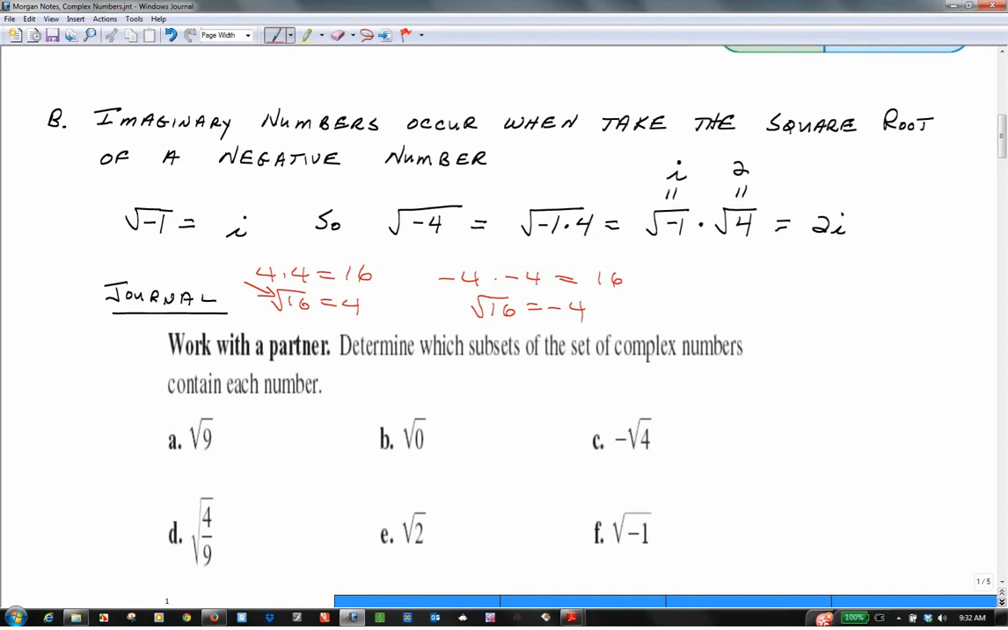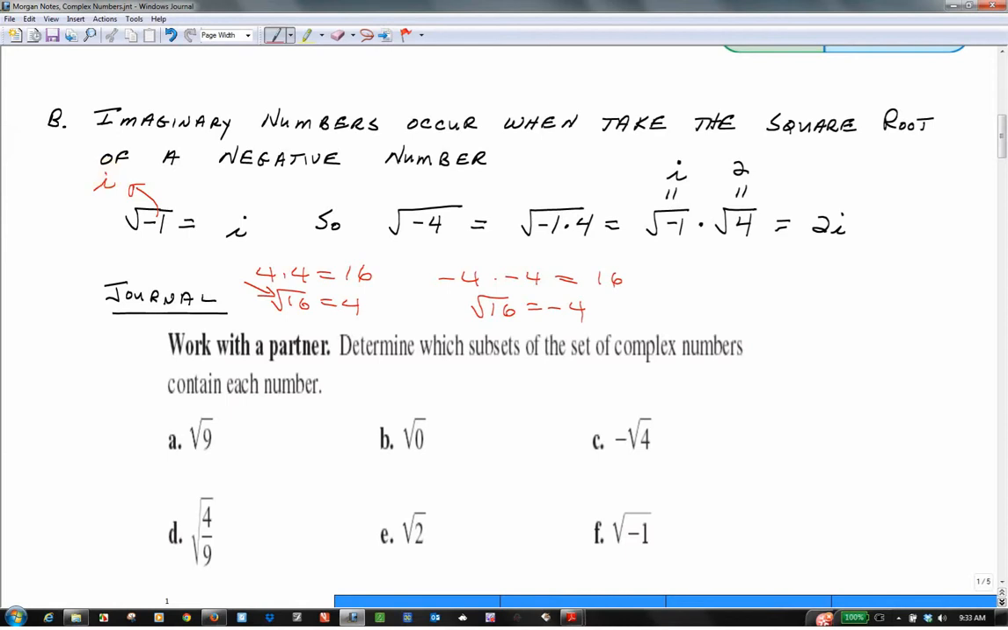So the definition of an imaginary number is the square root of a negative 1. And the square root of a negative 1 is I. So if we ever see this square root of a negative 1, we can just get rid of the square root of a negative 1 and call it I.